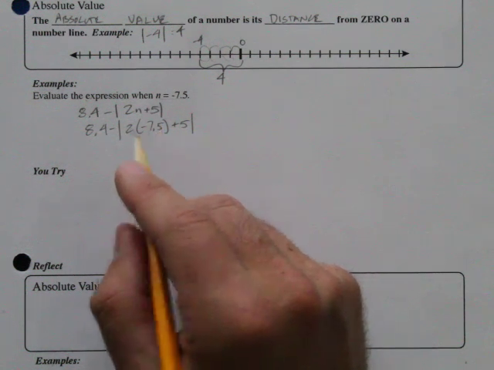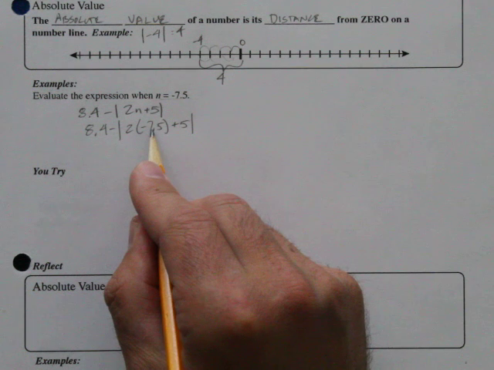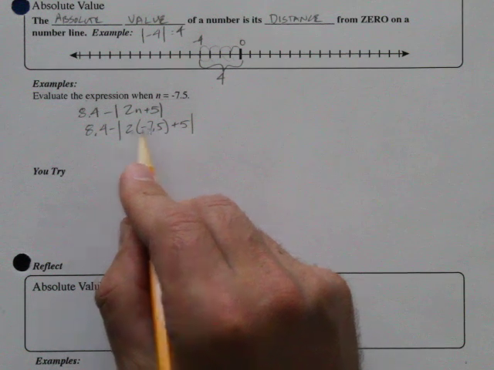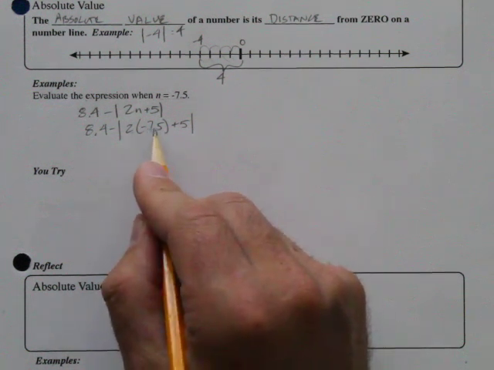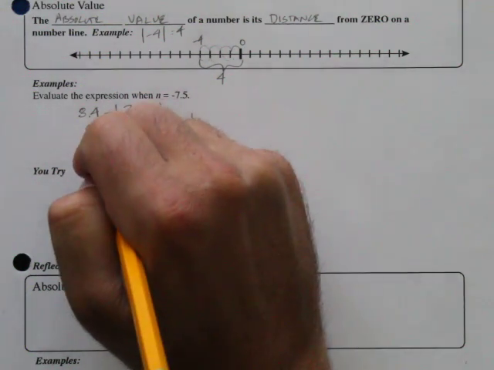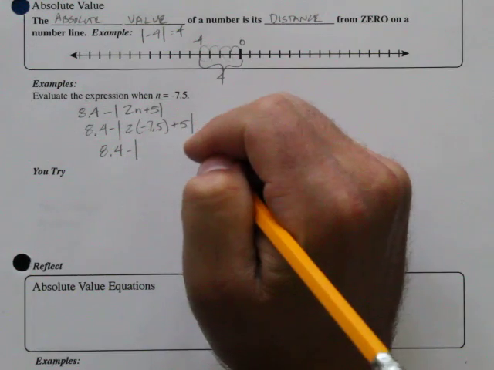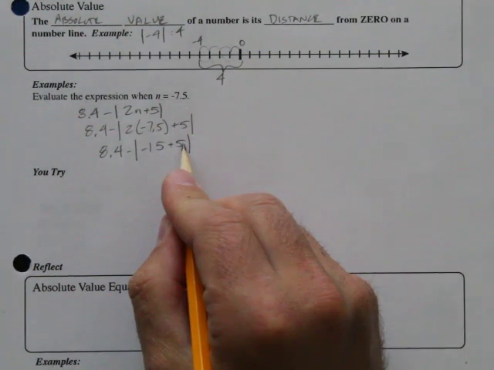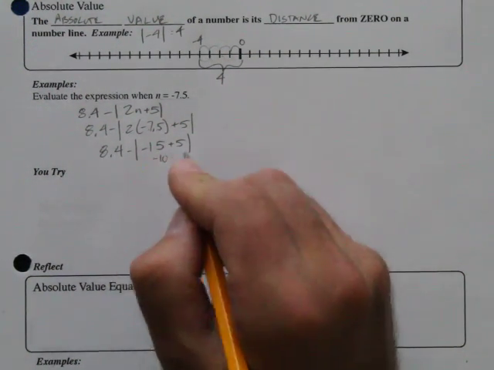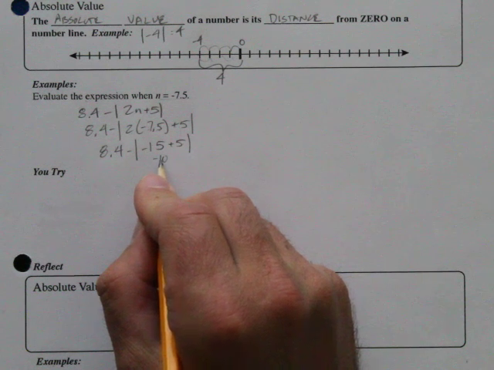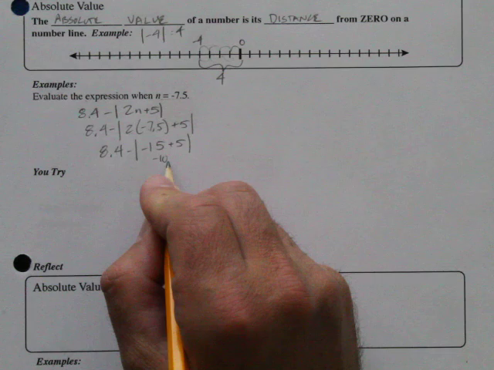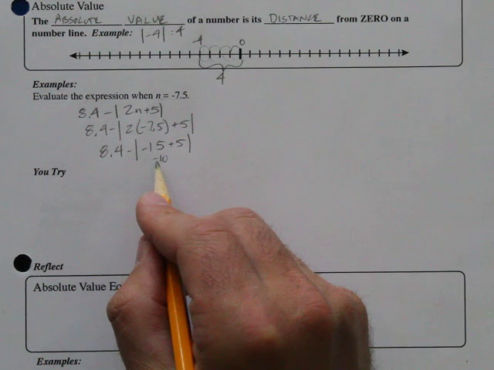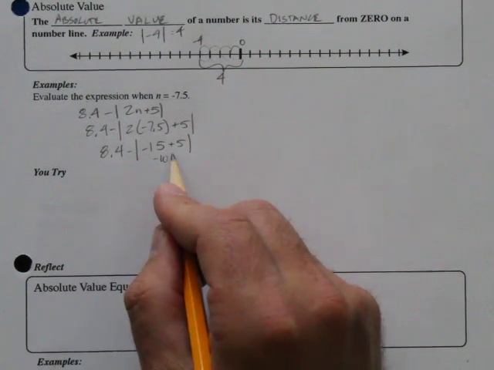Now, 2 times -7.5 is -15, because 2 times 7 is 14, and then half of 2 is 1, so -15. 8.4 minus the absolute value of -15 plus 5. -15 plus 5 is -10, so I'm going to say -10. The absolute value of -10 is +10, because it's 10 away from 0 on a number line. So that means a -10 is going to be positive when I pull it out of the absolute value.